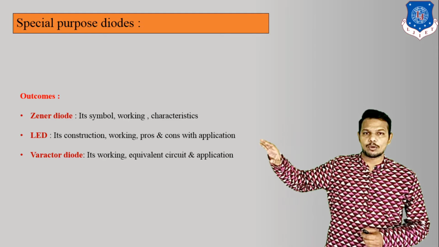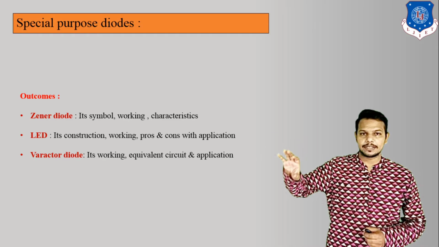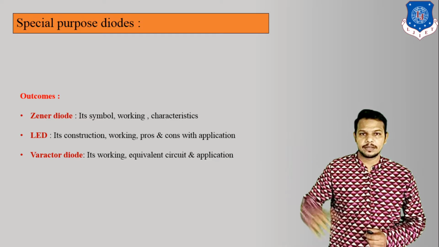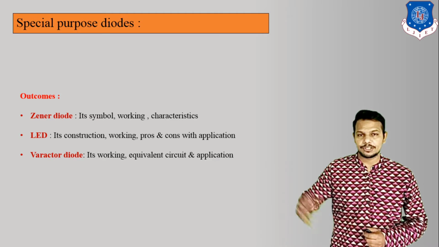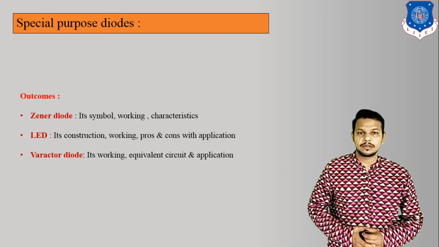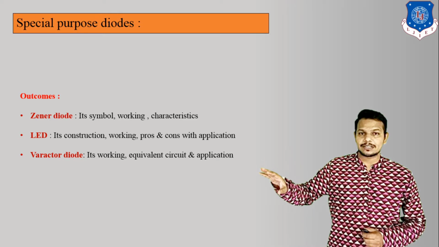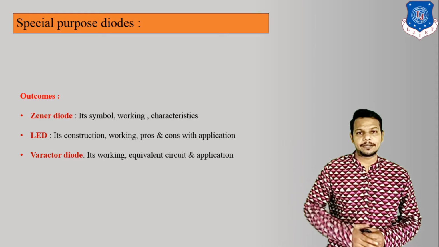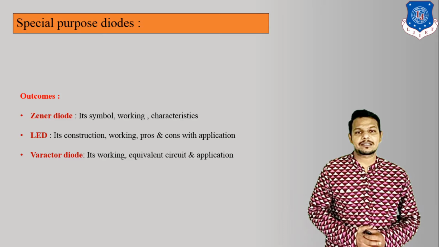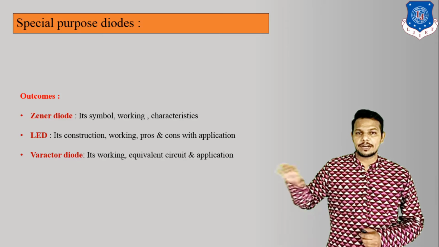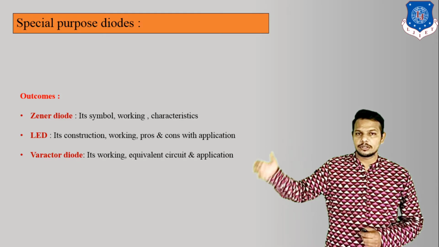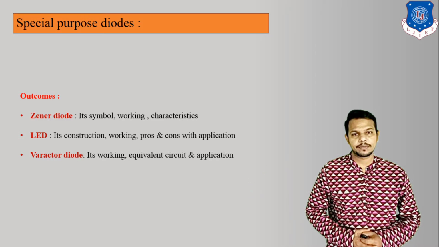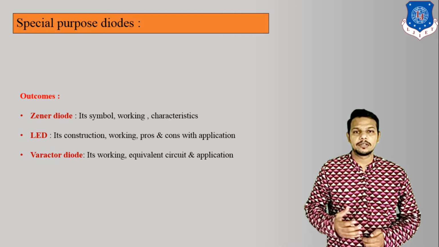First we will discuss the Zener diode, its symbol, working principle and characteristics. The next diode is the LED, which is also known as light emitting diode. In LED we are going to discuss construction, working principle, pros and cons with applications. And last we will discuss the Varactor diode, where we discuss working principle, equivalent circuit and its application. So don't waste time, let us start with the Zener diode.